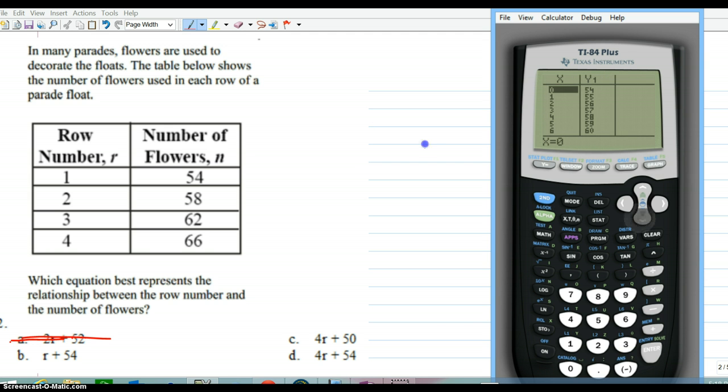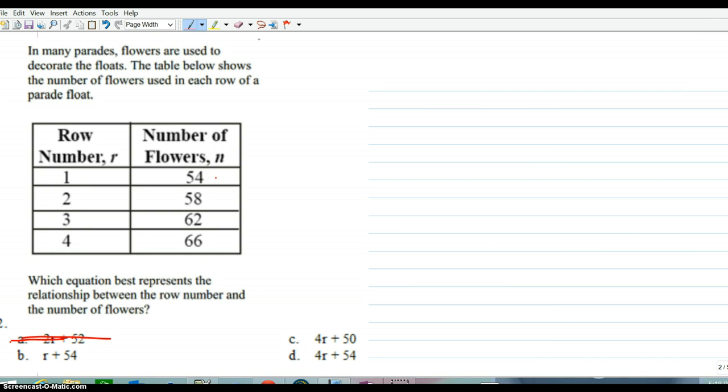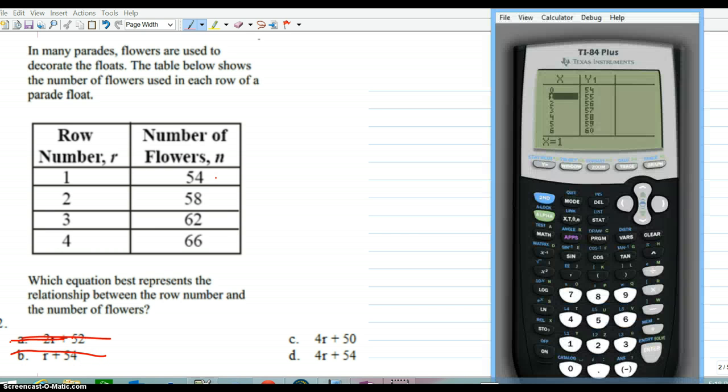And looking at my table, I see when I plug in 1, I get out 55. But I'm supposed to get out 54. So B does not work. I'm going to cross it out. I'm going to try out C. I'm going to go to Y equals. I'm going to put in 4X plus 50.